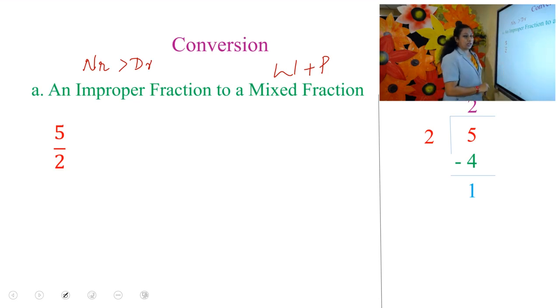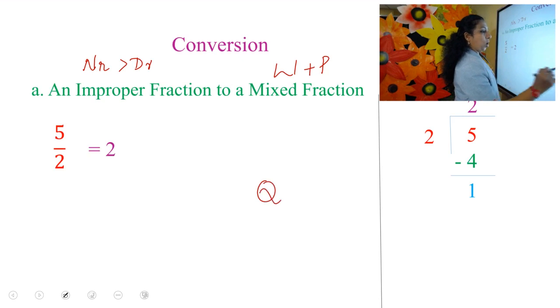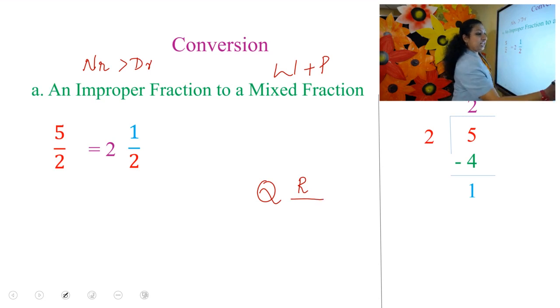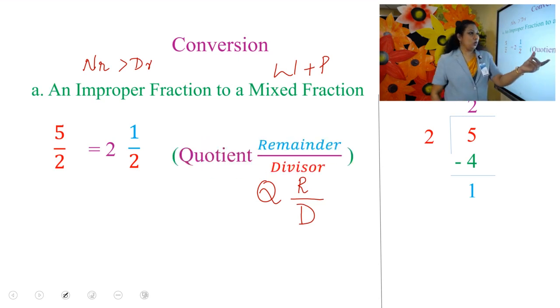Again, how will we write here? Which is our quotient? 2. That will be our whole number. Quotient will be our whole number. Then the remainder will be our numerator. For the proper fraction, the remainder will be our numerator and the same denominator. That is, the divisor will be our denominator. Understood? So, this is the rule.